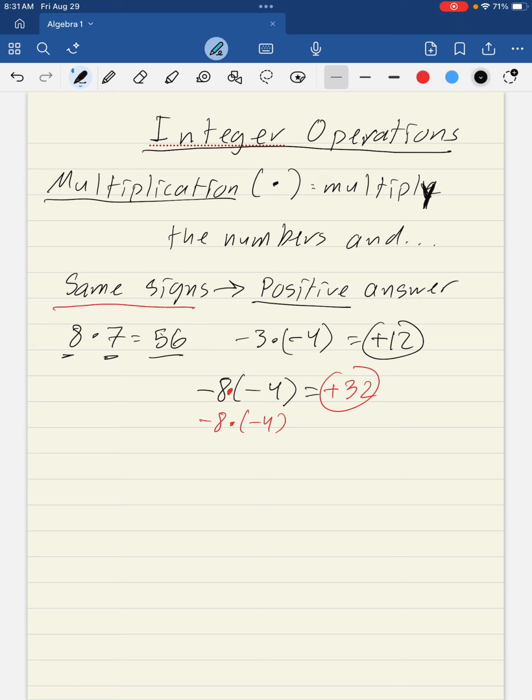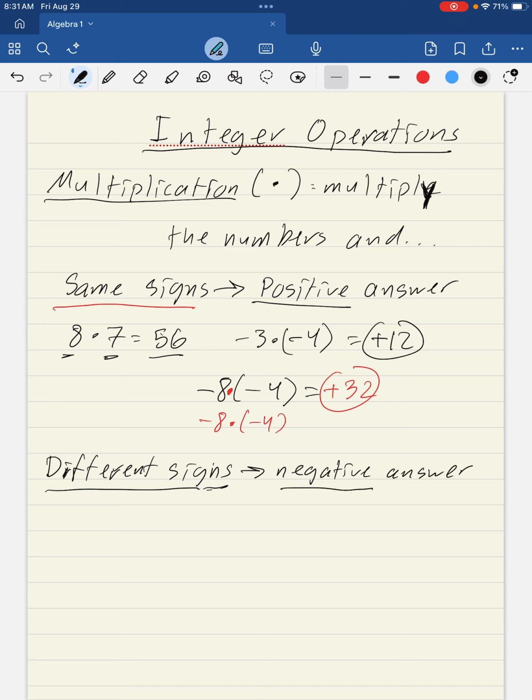What if the numbers have different signs? I know what you're thinking. That's a good question. Different signs. What we do here is we are just going to have a negative answer. Always, always, always. It doesn't matter which number is bigger, which number is smaller.